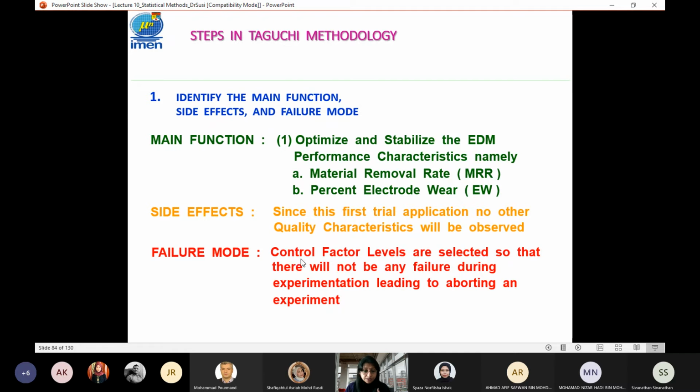And for the failure mode, the control factor levels are selected so that there will not be any failure during experimentation leading to aborting an experiment. I'll explain this further in my laser experiment, because in a laser, your thickness should be chosen in such a way that it can lase. If you choose a wrong thickness, the laser won't lase because you do not have oscillation occurring. So in the Taguchi method, you need to make sure the levels that you are choosing still enable your output parameter to be obtained. Only then does it make sense to run the experiment.